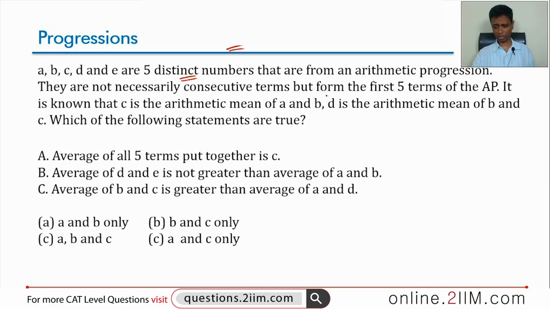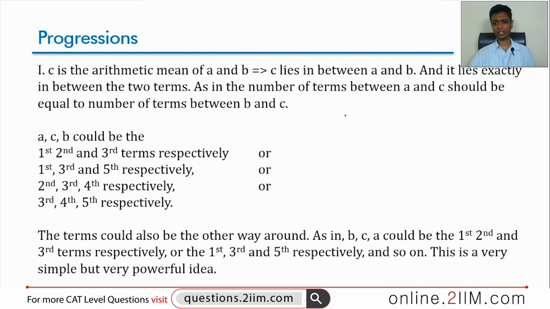We're going to go step by step. We're going to take the first statement: C is the arithmetic mean of A and B. What does that tell us? This says C has to lie between A and B: A, C, B. Suppose we assume slots 1, 2, 3, 4, 5. C has to be smack in between A and B. So it could be 1, 2, 3, or 2, 3, 4, or 3, 4, 5, or it could be 1, 3, 5.